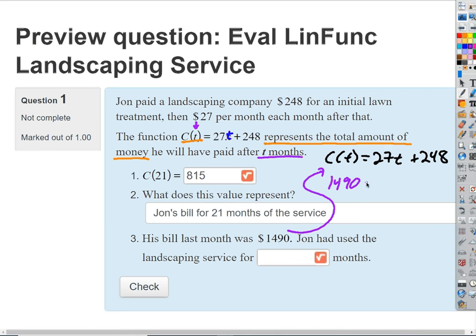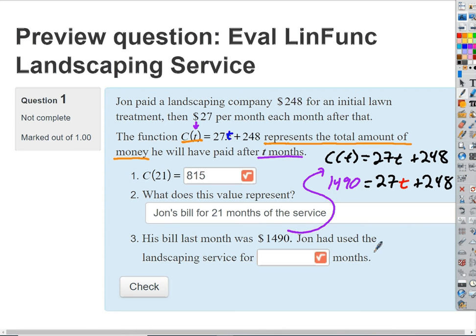So we get 1490 equals 27T plus 248. Solve for T. What are the two steps to solve for T? Subtract 248 and divide by 27, right? So we could get it using algebra, but we could even use technology on this, right?